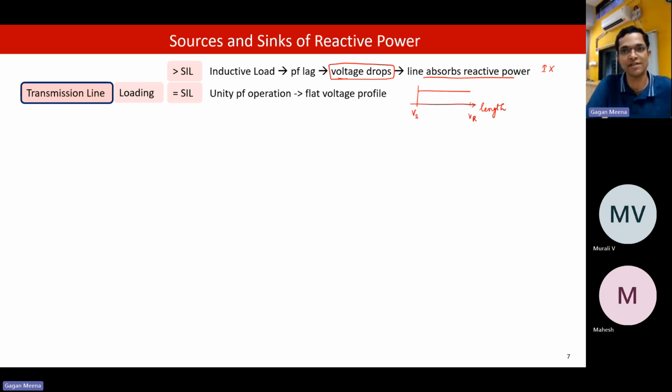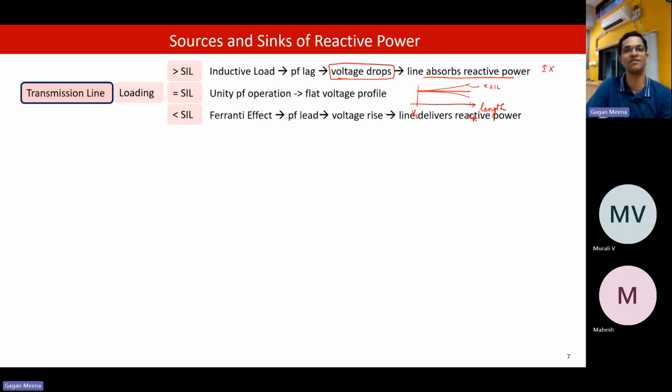If the loading is more than surge impedance loading, then there will be a voltage drop at the receiving end. The opposite will be seen, a voltage rise, in case of loading less than surge impedance loading, which generally happens in light loading conditions, especially in EHV lines. It can also happen for short overhead lines if it is a weak grid.